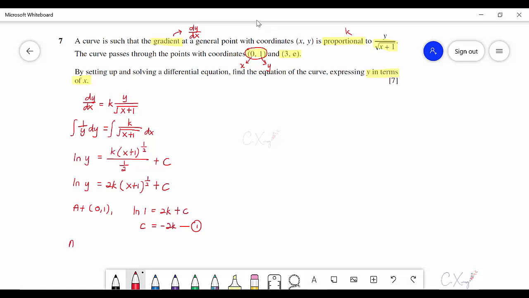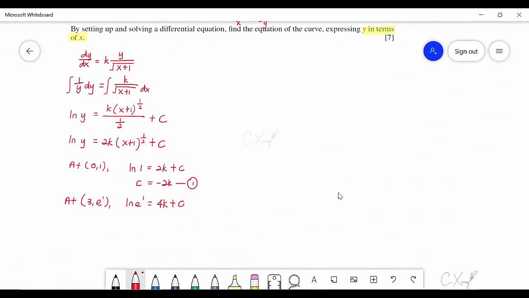All right, then at the second information, I'm having (3, e power 1). So ln e power 1 equals, substitute x equals 3, so 3 plus 1 is 4. Square root 4 is 2. So you're having 4k, right? So 4k plus c. If you simplify it, ln e power 1 is 1. So 1 equals 4k plus c. And this is my second equation.